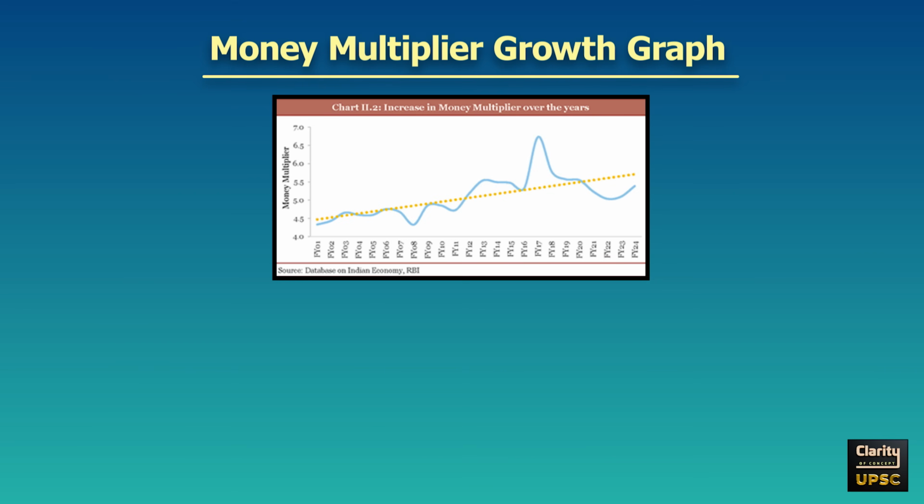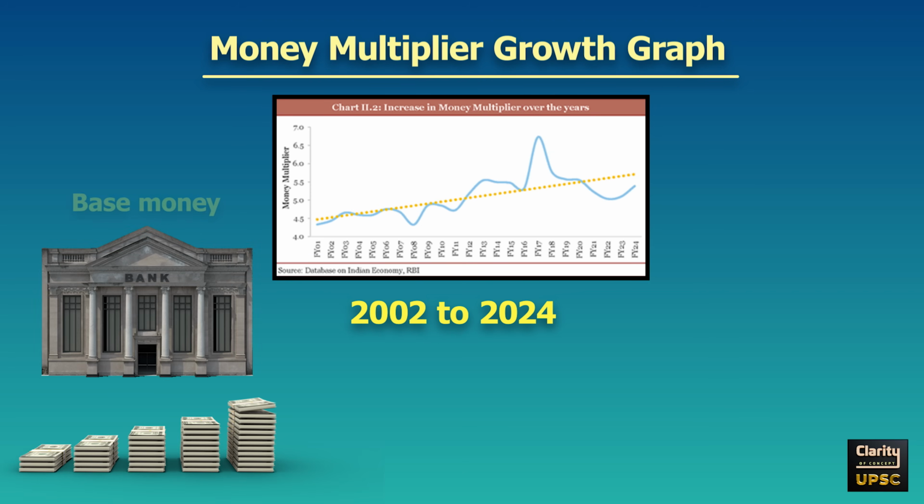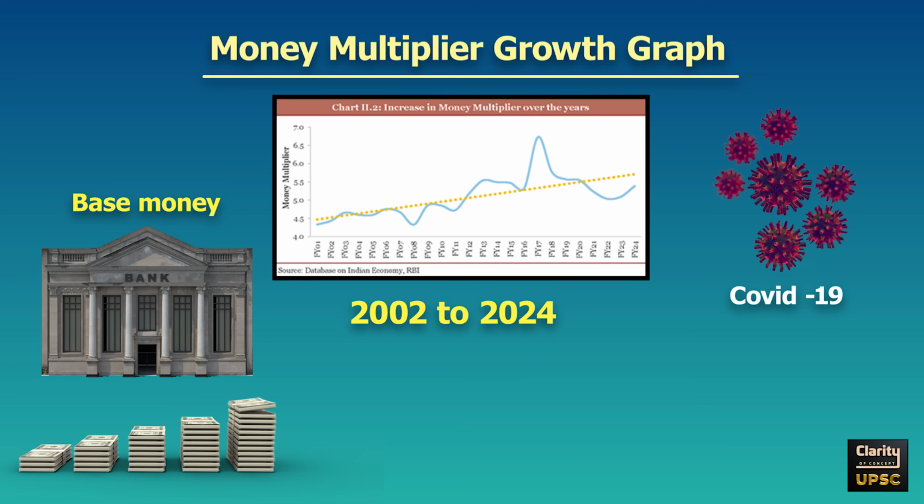Now let us explain the money multiplier growth graph. This graph shows data from 2002 to 2024. We can see that the money multiplier has been rising slowly and steadily over the years. It tells us that banks are creating more money from the base money year after year. But there are some periods where it fell. One big fall happened around the COVID-19 period.